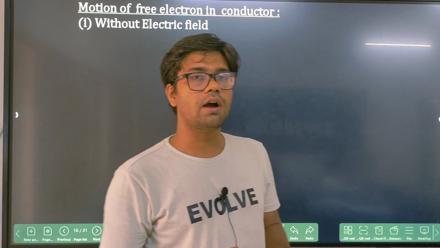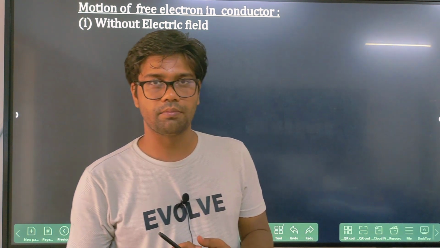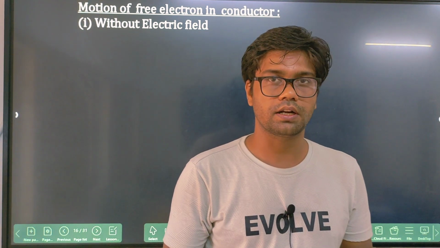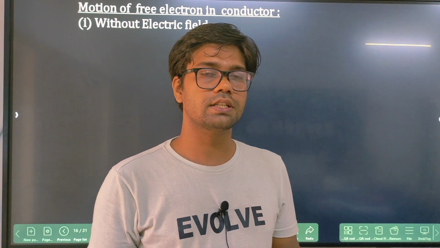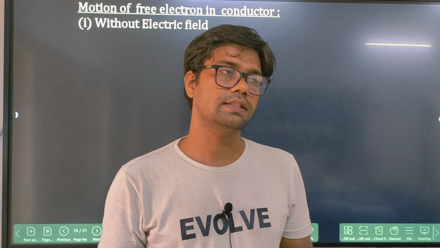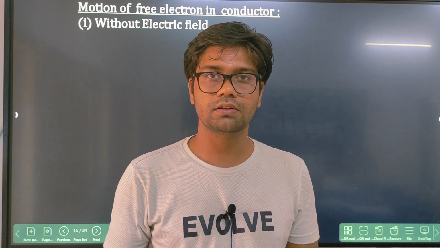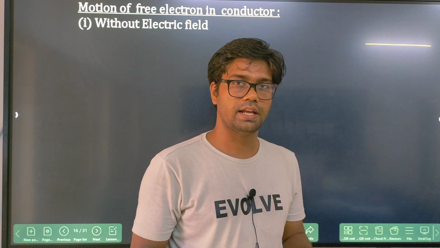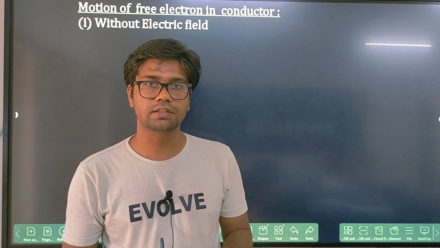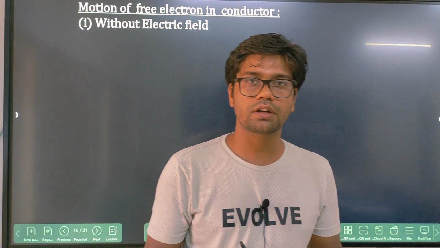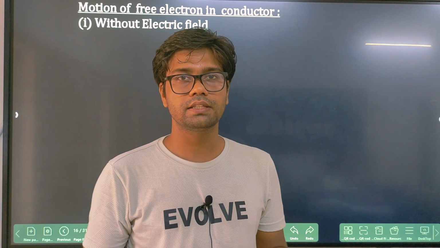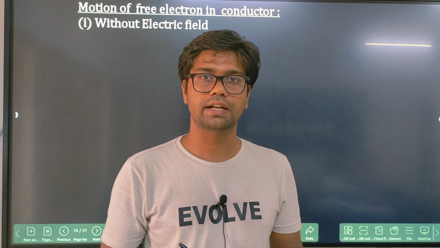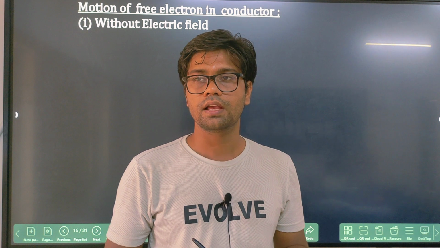Then we talked about how resistivity is independent of the dimension of the conductor, and we also discussed that resistivity depends on the temperature: if temperature increases the resistivity also increases, and if temperature decreases the resistivity also decreases. We also saw J equal to sigma E, where J is the current density, sigma is the conductivity and E is the electric field.